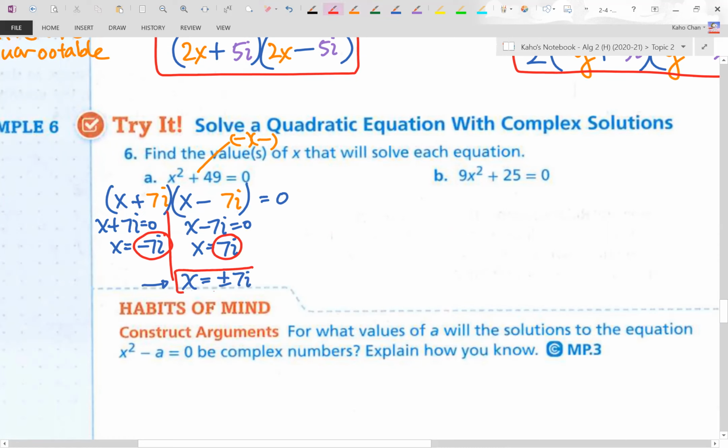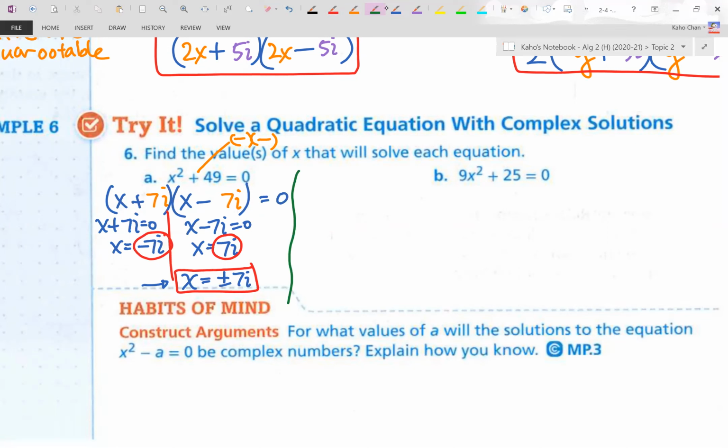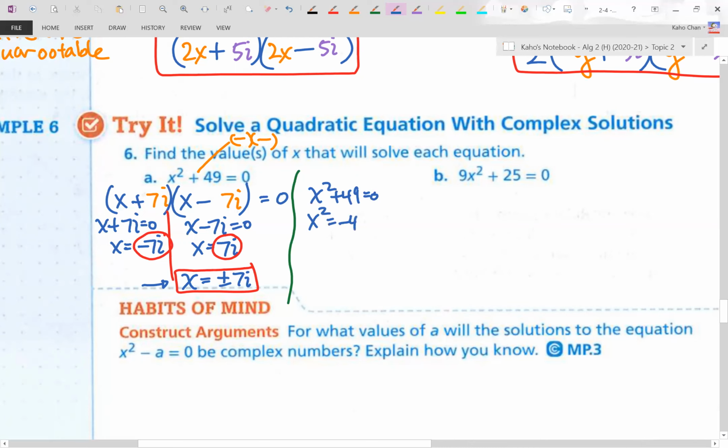Looks familiar. Now, could you have gotten that answer just by square rooting both sides? Yeah, I'll show you that too. Either way is fine. Just to show you the connection. X squared plus 49 equals 0. X squared equals -49. Square root both sides. And there's your plus or minus 7i. Two approaches, same answer, yeah? All right.